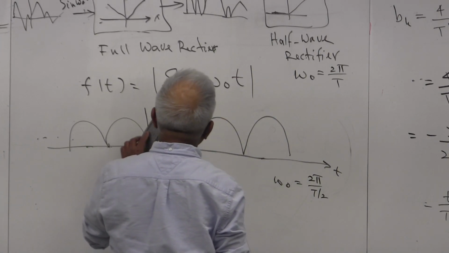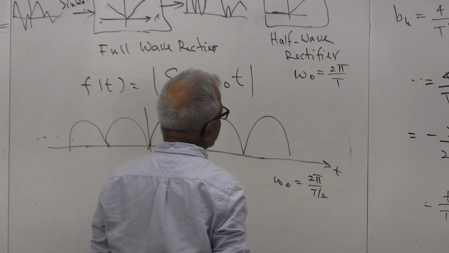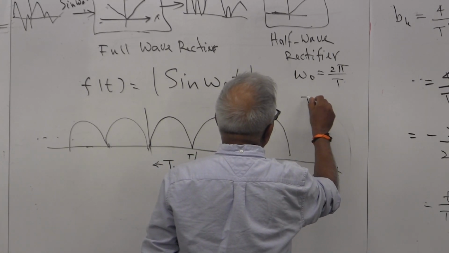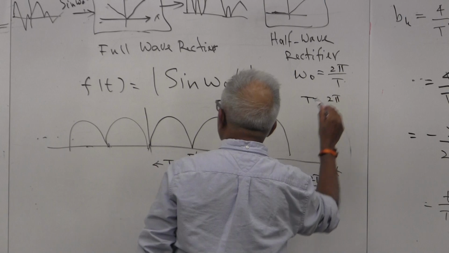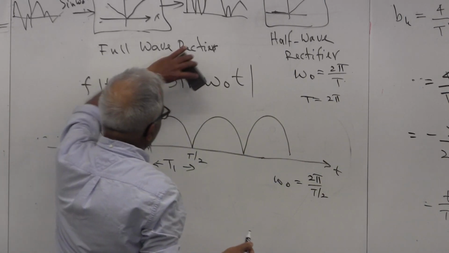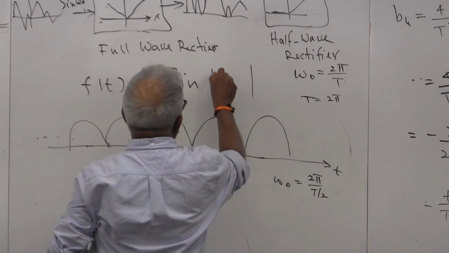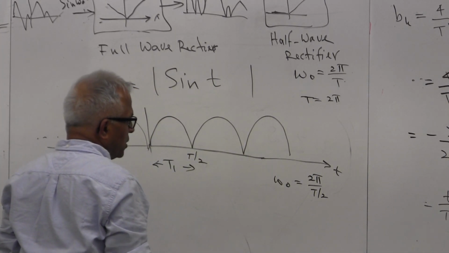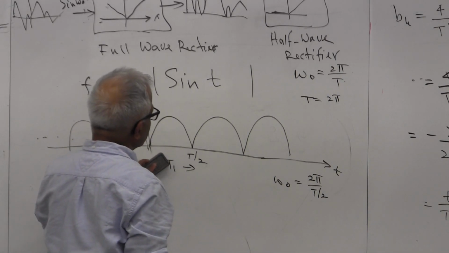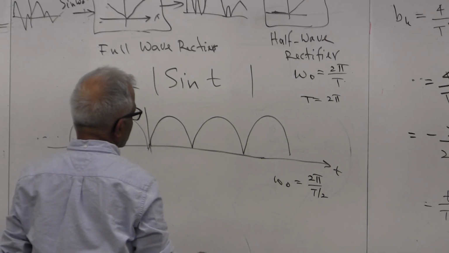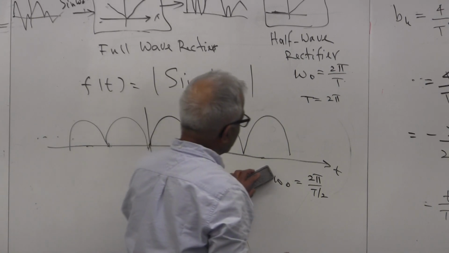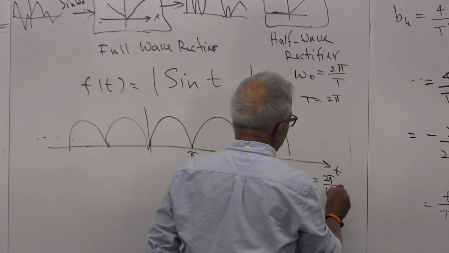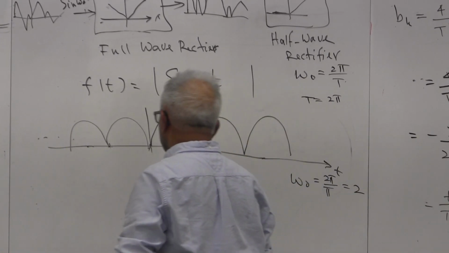So for the original waveform the period is T. And let me make a special case. Let's say this original waveform has a period of 2 pi, which is just sine t. So here the period is 2 pi, and in that case what will be the period here? Pi. And omega naught will be 2 pi over the period. So omega naught is 2.